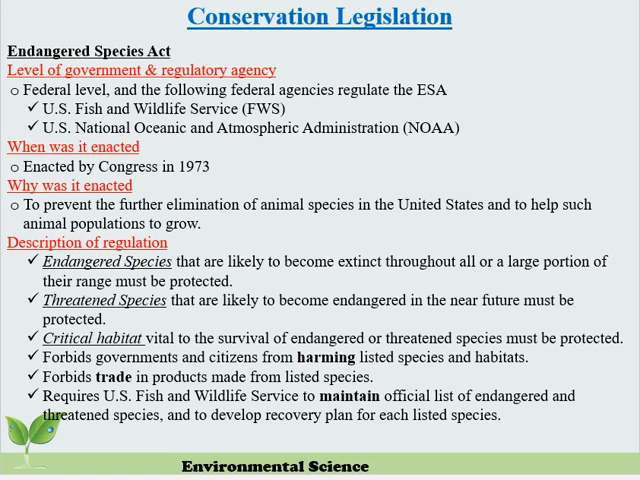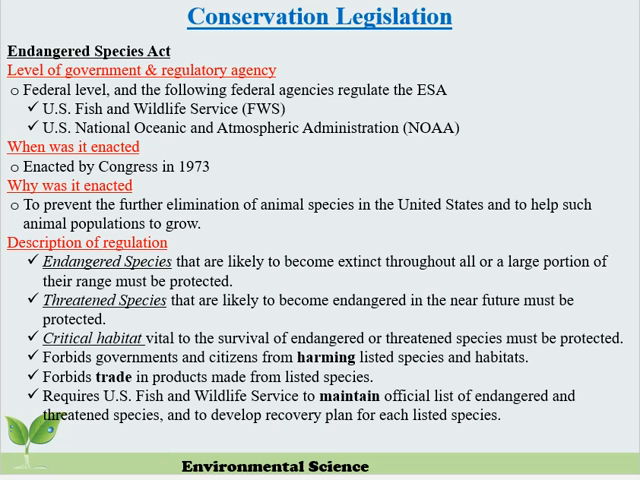That make sure everyone is following these acts and the regulatory policies that have been put in place. When was it enacted, 1973, and why was it enacted? It says Endangered Species Act, so it should make sense that it is to prevent the further elimination of animal species in the U.S.